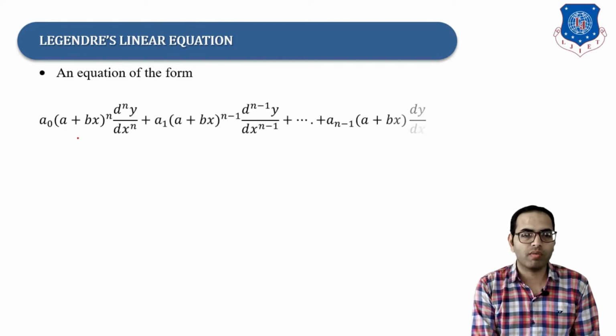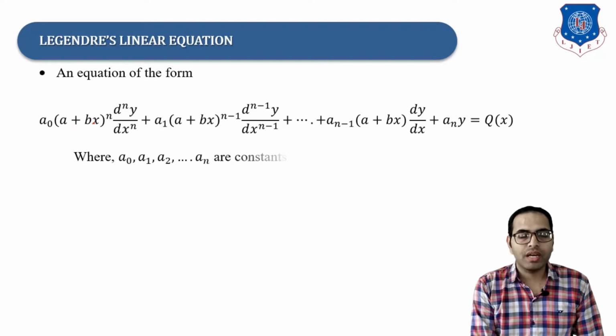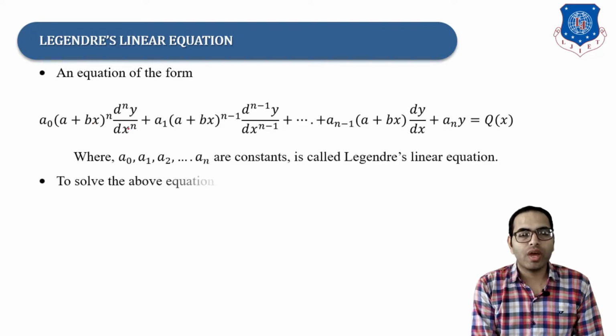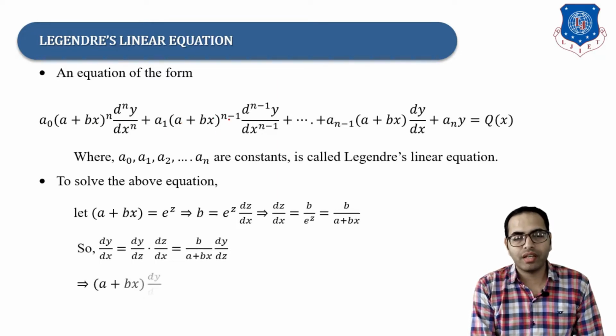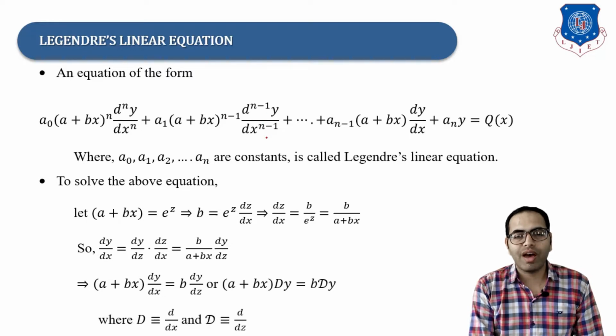An equation in the form a0 (a plus bx) raised to n d^n y upon dx^n, plus a1 (a plus bx) raised to n minus 1 d^(n-1) y upon dx^(n-1), and so on up to an minus 1 (a plus bx) dy by dx, plus an y equal to q of x. Here q of x is a function of x, where a0, a1, a2, a3 and so on are constants. This is called the Legendre ordinary linear differential equation.